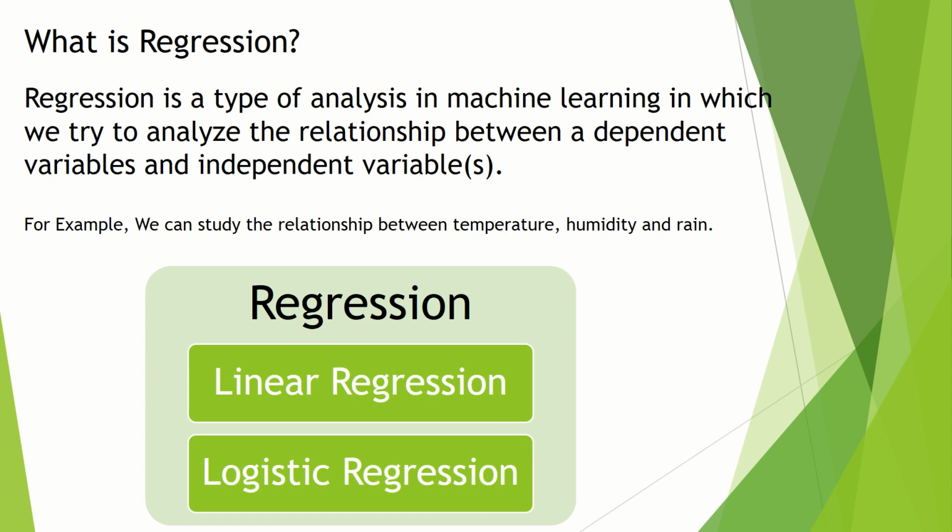The whole idea behind regression is to understand what is the impact on the value of the dependent variable if there is some change in the value of the independent variable. So let's say, what would be the impact on rain if the temperature would increase or decrease. So this is a regression study. Now there are many types of regression in the field of machine learning, but the two most important are linear regression and logistic regression.